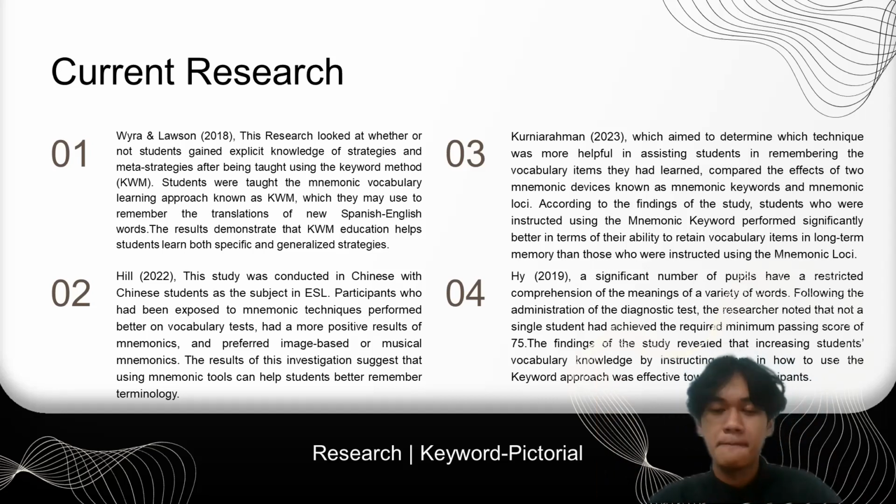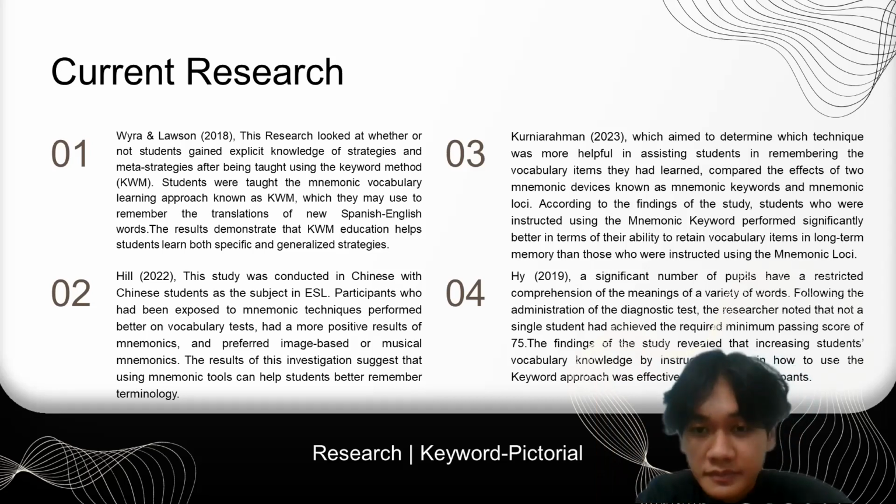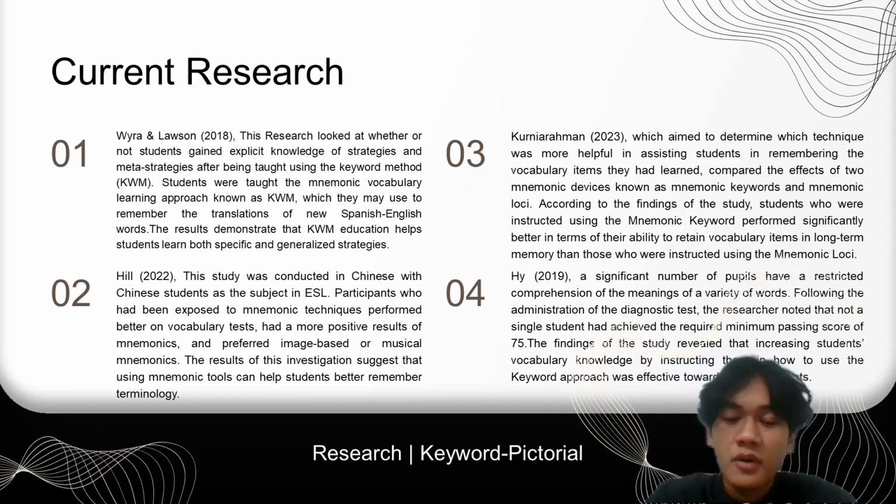And then the last is from the researcher named Hai. This research was conducted in 2019. The title is Improving Student Vocabulary Ability Through Keyword Technique. The research was done in class 9 of SMA Negeri 5. Same as Kurnia Rahman, this study was conducted in Indonesia, also using high school students as the participants.